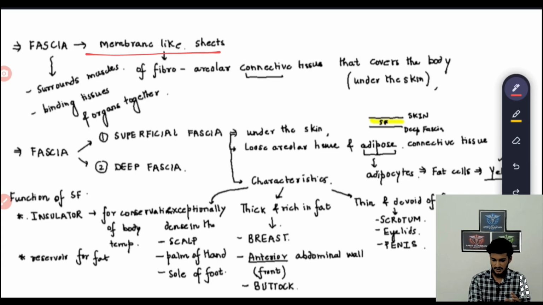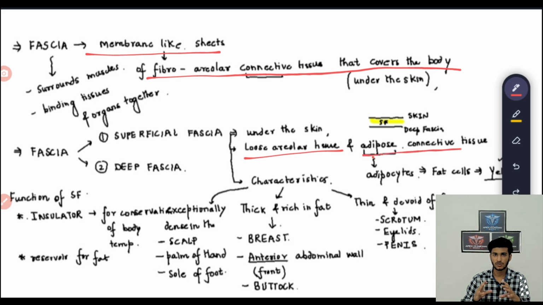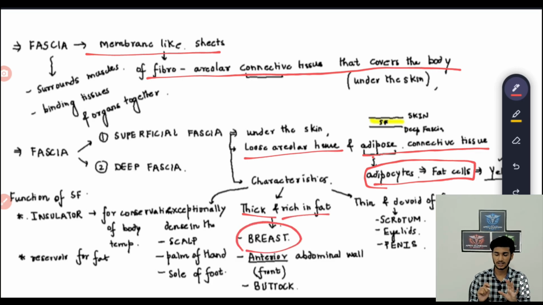It is made up of basically loose areolar tissue and adipose connective tissue. This adipose connective tissue is basically made up of adipocytes. So these adipocytes will help in the storage of fats inside the body. Then we can appreciate three characteristics of this superficial fascia. First, it is thick and rich in fat, but only in specific regions, that is the breast and the buttocks region.